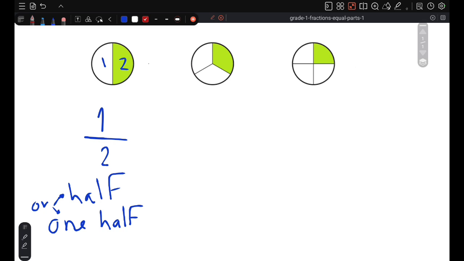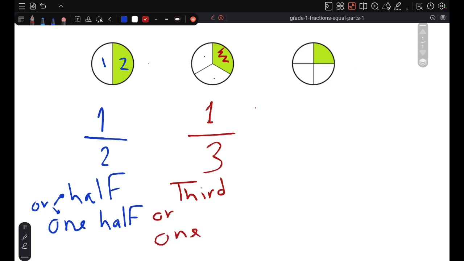In the second shape, I want to represent it as a fraction. First, I will make a fraction bar, and we will find the total parts: 1, 2, 3. 3 parts. And how many color parts? Exactly, 1 part. So this is 1 over 3. I can name it as a third, or 1 third.